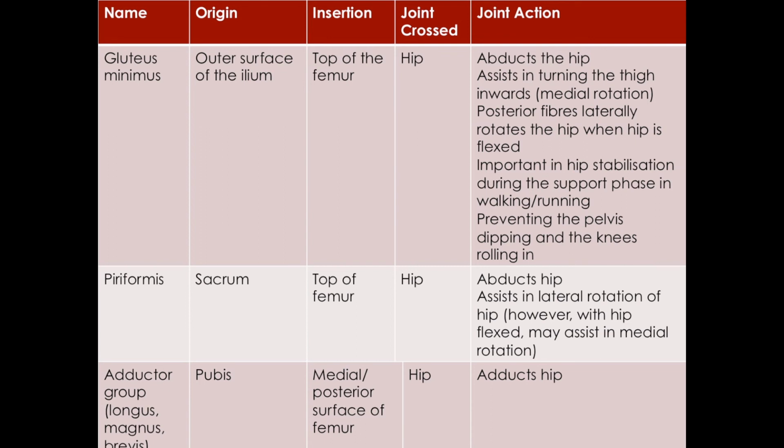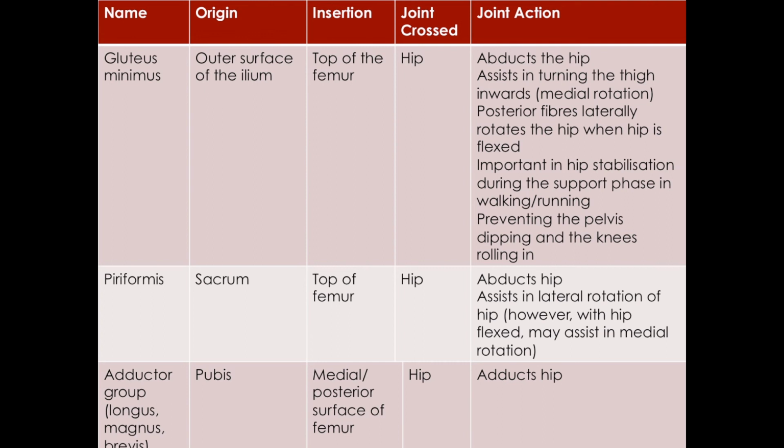The piriformis originates on the anterior surface of our sacrum. It inserts on the top of the femur. The joint crossed is the hip, and the joint action is abduction of the hip. It also assists with lateral rotation of the hip.